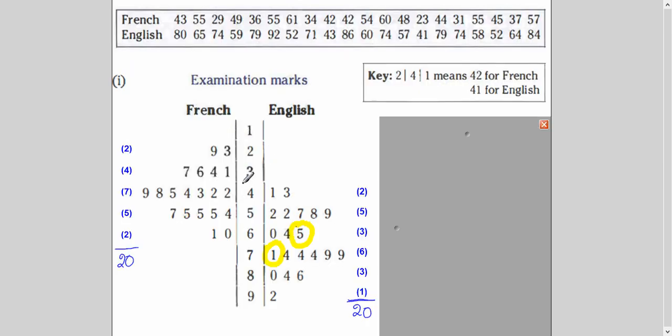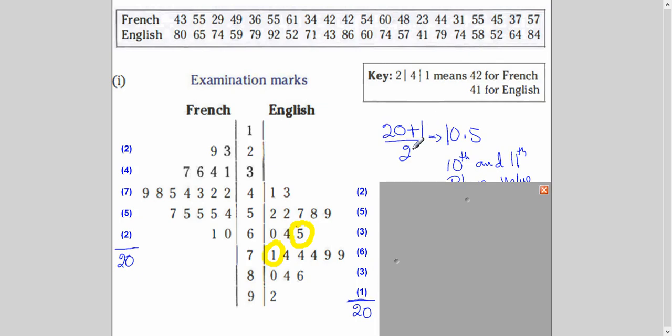Okay. So I want to find out the median, of course, of English and of French. For English, after counting this, I know there are 20 numbers. This is an even number, so I will have two central values. What you will do is 20 plus 1 divided by 2, which is 10.5. So you will pick up the data at the 10th place and at the 11th place.